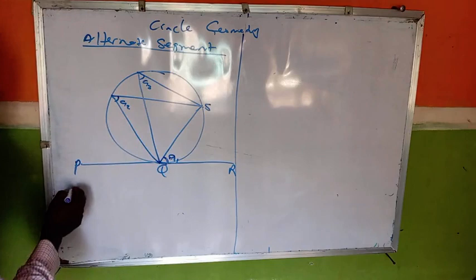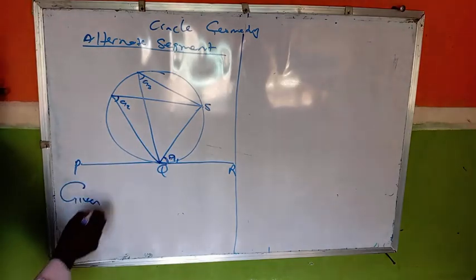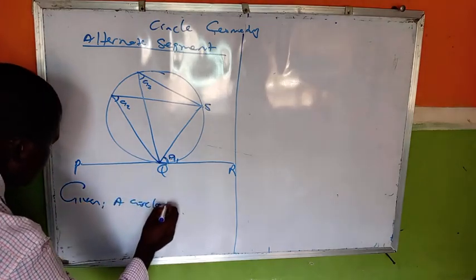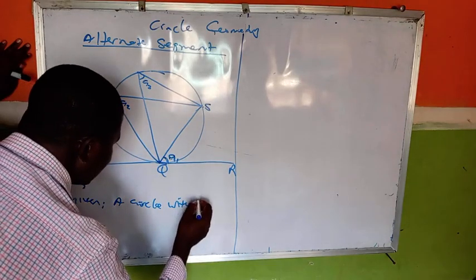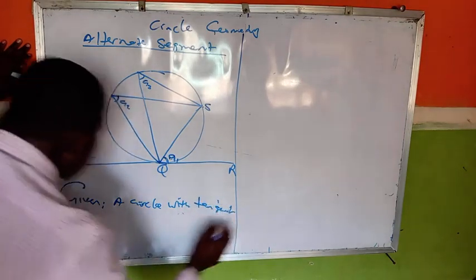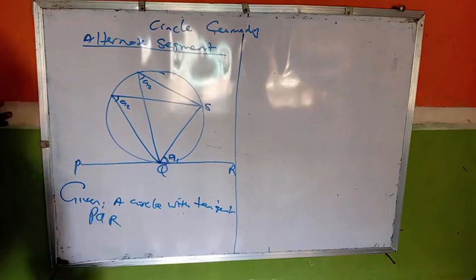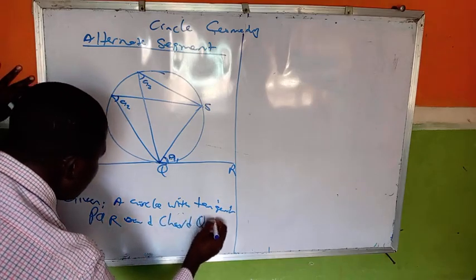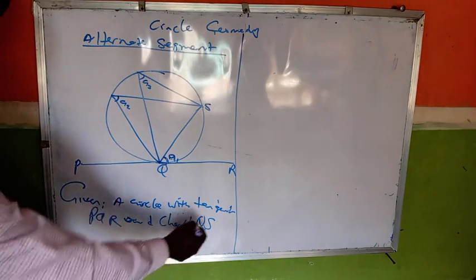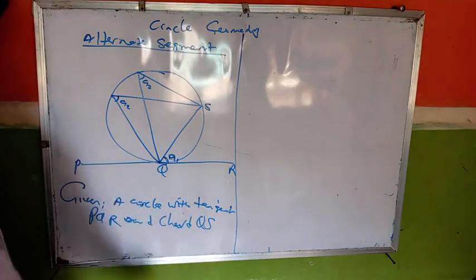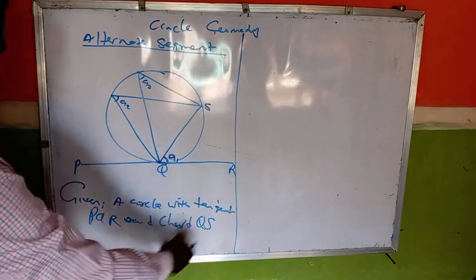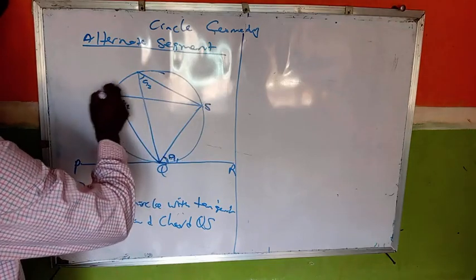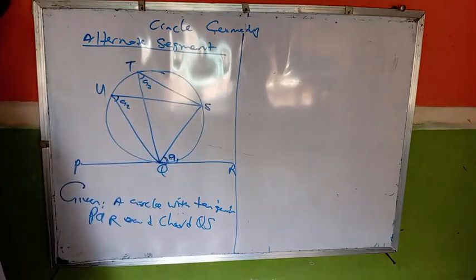So what are we given? You can say: given a circle with tangent PQR and chord QX. So this is what you are given: a circle with tangent PQR and this chord. Then, to prove, let's have it like that.